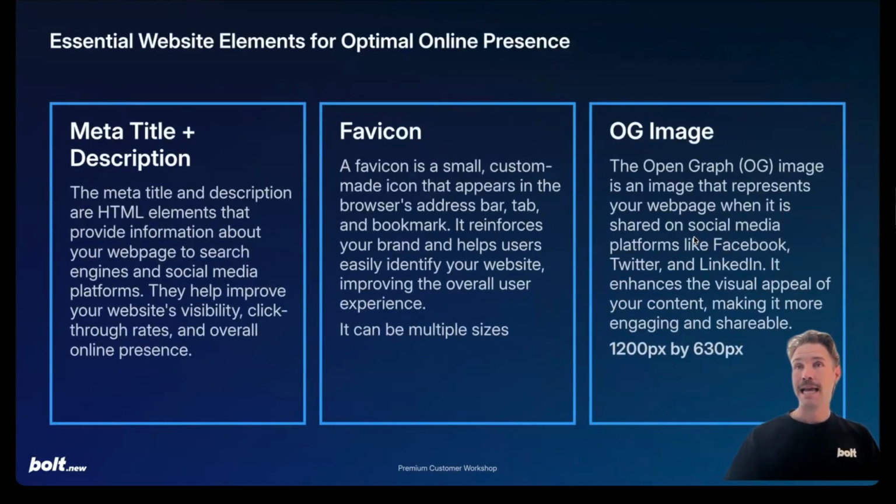Okay, now, that was optimizing for bandwidth, which is important to consider while you're scaling. But now, if we're thinking more about your online presence for your app, there are a few different considerations, and we'll start off with the meta title and description. The meta title and description are HTML elements that provide information about your web page to search engines and social media platforms. They help improve your website's visibility, click-through rates, and overall presence.